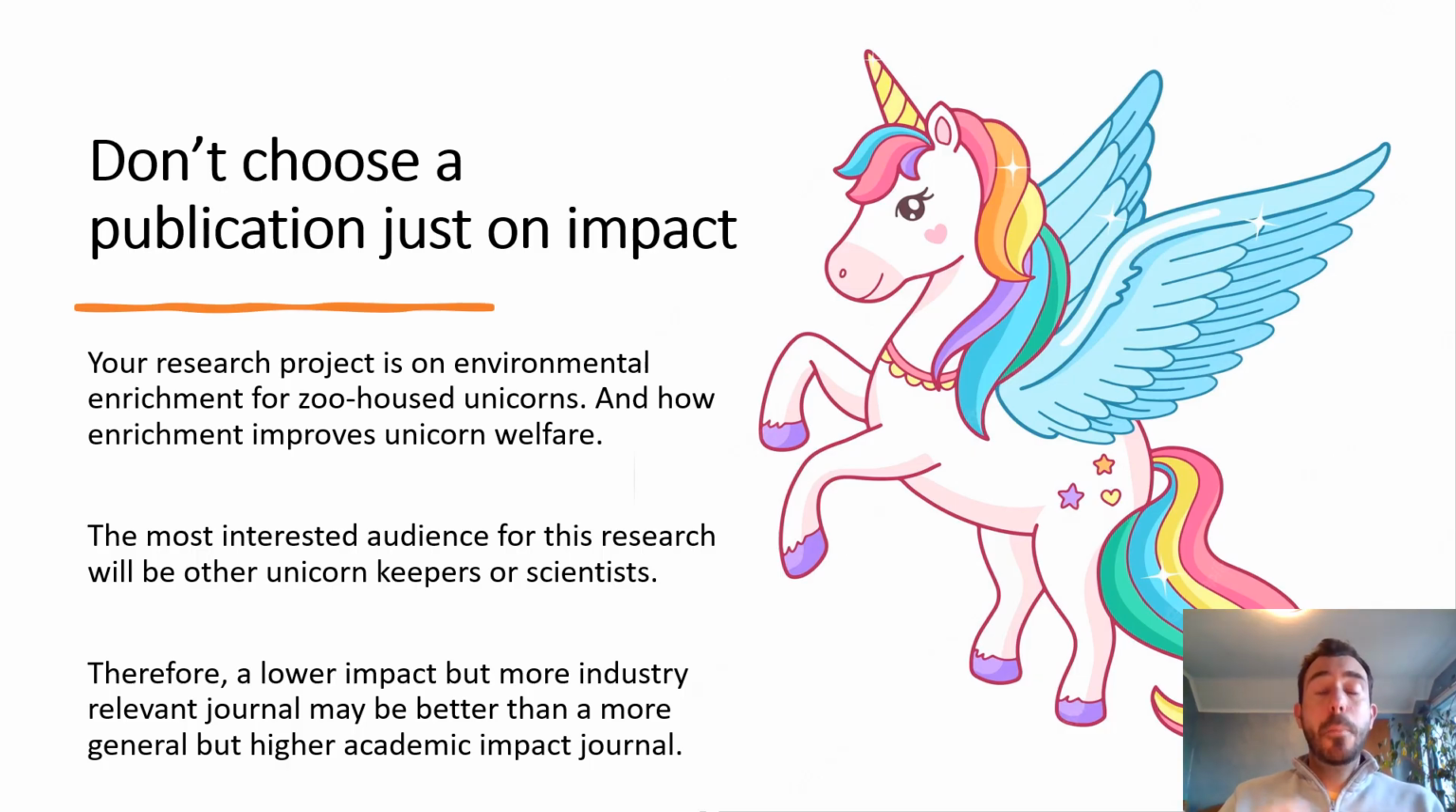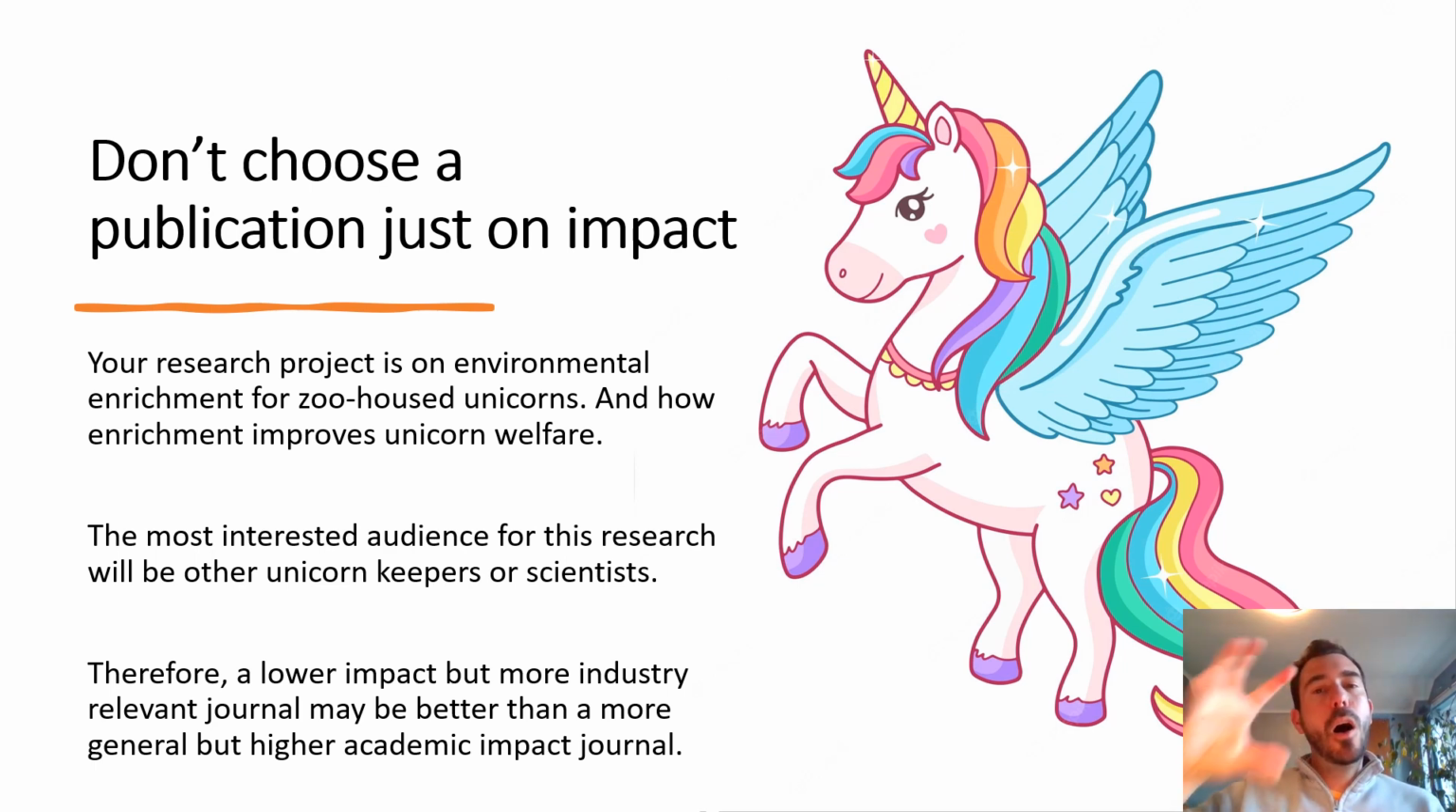So as I just said, please don't choose your publication simply on impact. The most interested audience for this research are going to be those that are working in your field and potentially using your results to support their own research. So my very flippant example here of a paper on environmental enrichment for unicorns and how enrichment improves unicorn welfare is going to be very, very specific to unicorn keepers. And I don't imagine there are very many of those around in the world. So any lower impact journal that focuses on unicorns and enrichment and welfare is going to really reach my audience. It's going to really speak to them because I've written for them. I've written for their field.